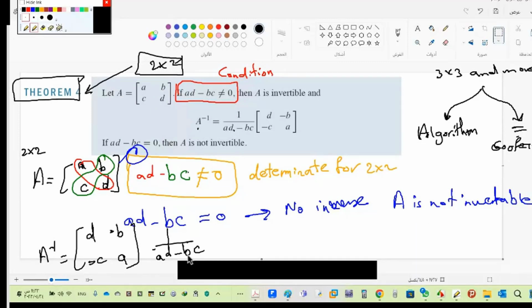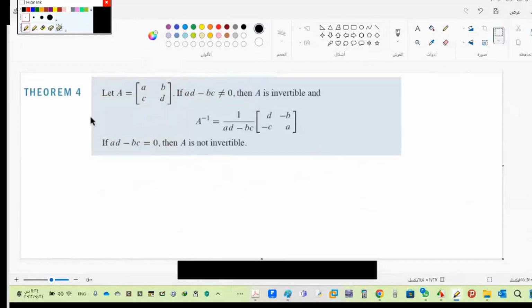So again, for 2 by 2, we have a condition. This condition, the determinant, shouldn't be equal to 0. ad minus bc, main diagonal minus secondary diagonal, shouldn't be 0. If 0, there is no answer. After that, A minus 1 is d, a: change d with a, change the position, and change the sign. Multiply by 1 over ad minus bc. Is it clear? Example from our book.